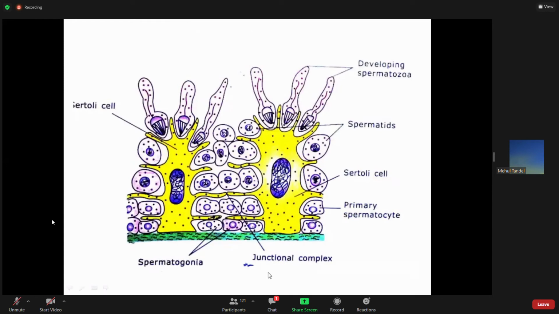You can see the same thing here. This yellow colored cell is a Sertoli cell. Sorry, the diagram is not correct because the nucleus should be basal. Everything else is fine. Here you can see the primary and secondary spermatocytes, spermatid and spermatozoa. Here you can see the blood testis barrier.